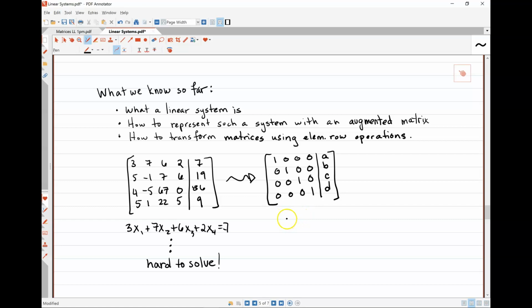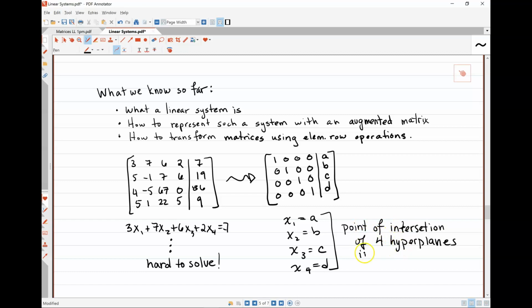So write down these equations from the augmented matrix, and we see that x1 is equal to A, x2 is equal to B, x3 is equal to C, and x4 is equal to D. Those are exactly the equations that are represented by this augmented matrix, and that is the solution that we would be looking for, right? So we just found the coordinates of the point of intersection of four hyperplanes in a four-dimensional space, right? Because it's a four-variable system. That's the dimension of space that we're living in.